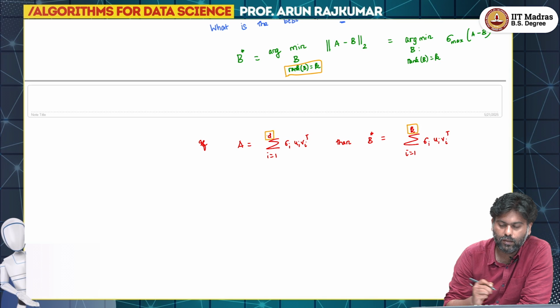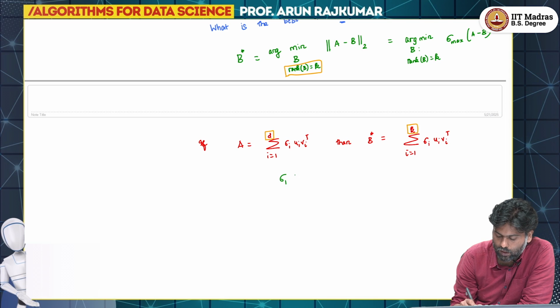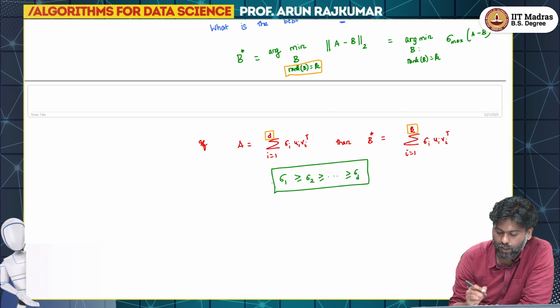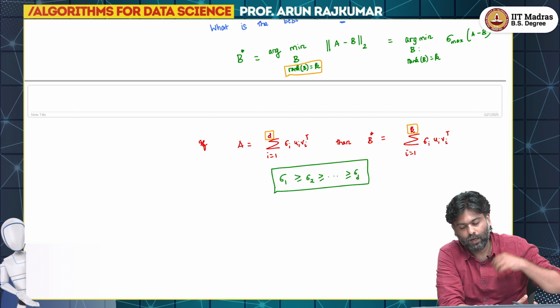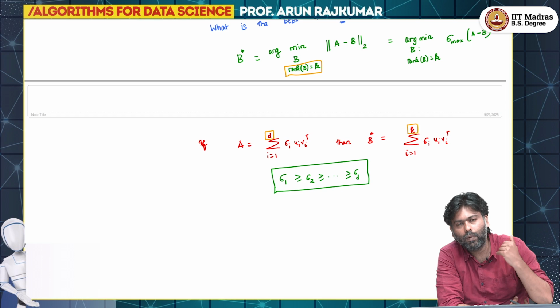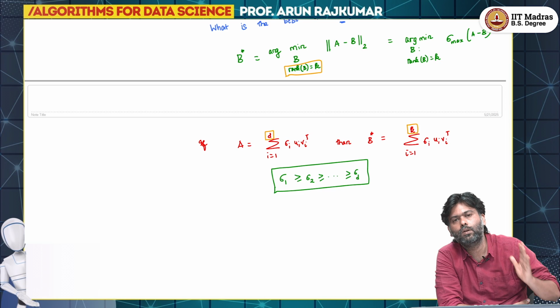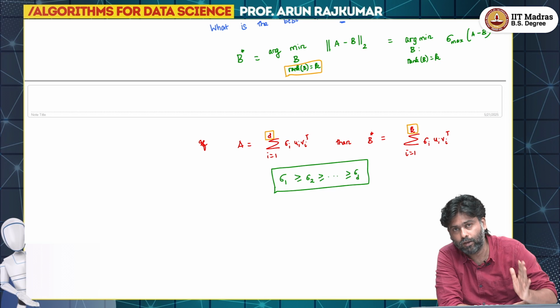So, if A is the original, A is the sum over i of sigma_i u_i v_i transpose. Of course, the convention here is that sigma 1 is greater than or equal to sigma 2, greater than or equal to sigma d. So sigmas are always arranged in decreasing order. The largest singular value is sigma 1, the smallest is sigma d. A might be a rank d matrix. Let us say, just to set some numbers, m is 1000, d is 500. So A is a 1000 cross 500 matrix of rank 500.